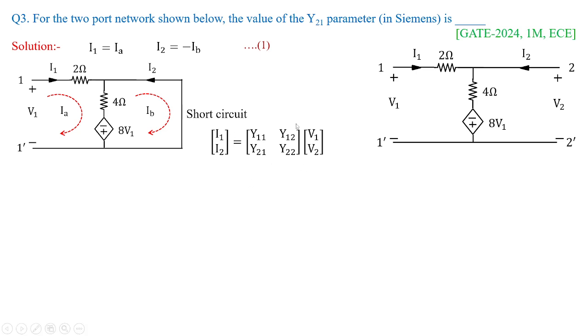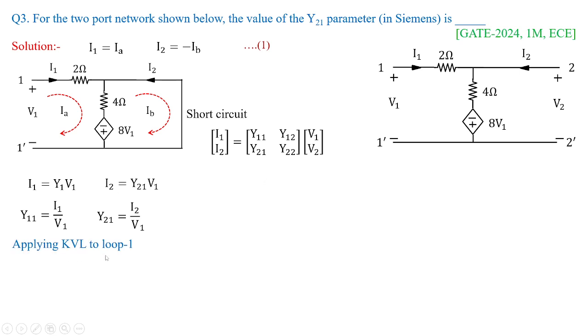Then from two-port networks under Y parameters, we have this standard matrix formula. With this I can derive that Y11 is equal to I1 by V1, whereas Y21 is equal to I2 by V1 at V2 equal to 0. So these two parameters can easily be derived once you short circuit port 2 dash. These are the basics you are supposed to know before solving this problem.